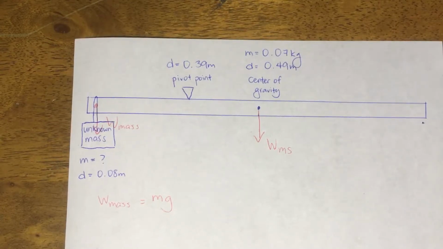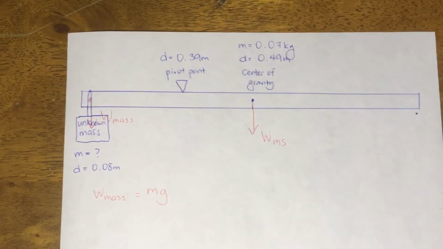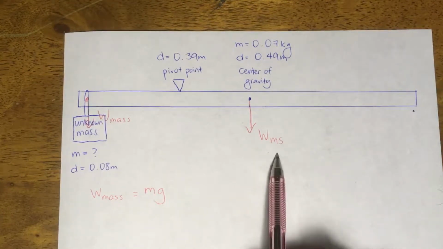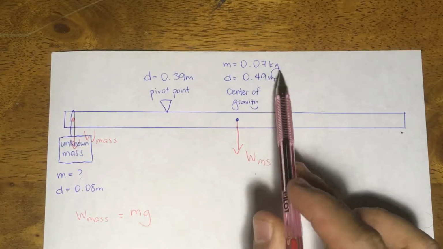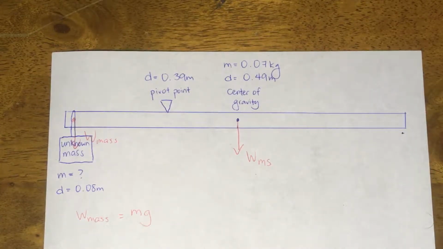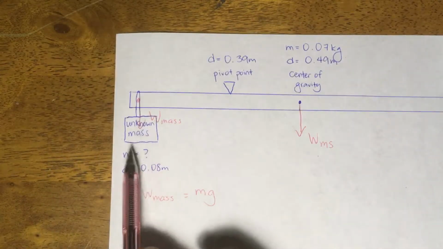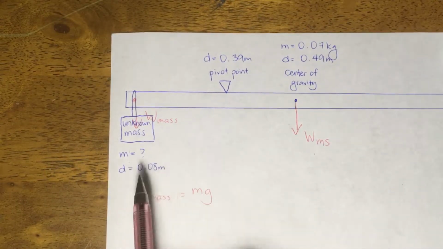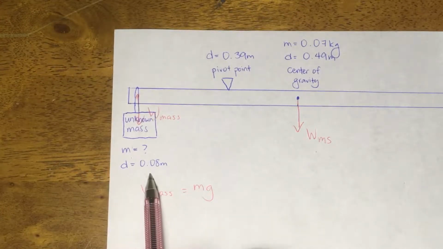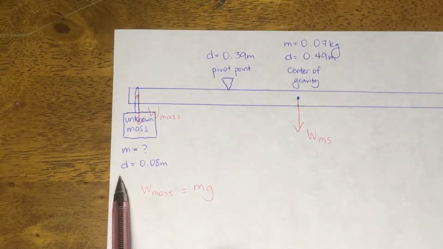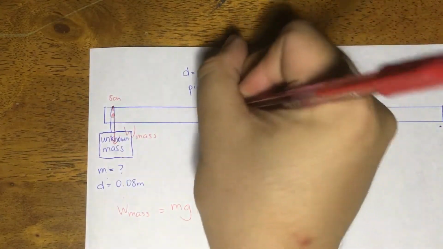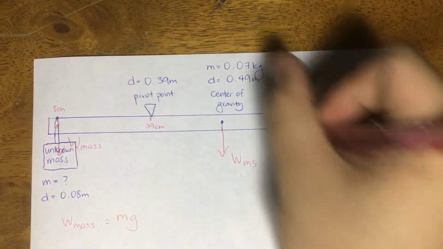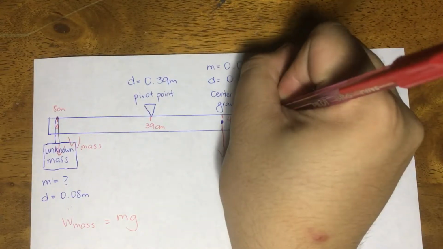But how exactly do we solve a problem like this? You know that the weight of the meter stick is at the center of gravity. Let's say you took it at 0.49 meters, and your meter stick is 0.07 kilograms or 70 grams. Here you have an unknown mass you're trying to look for, and it is at 0.08. What does that mean? It means you will find it at the 8 centimeter mark. This one is at the 39 cm mark. This one will be at the 49 cm mark.